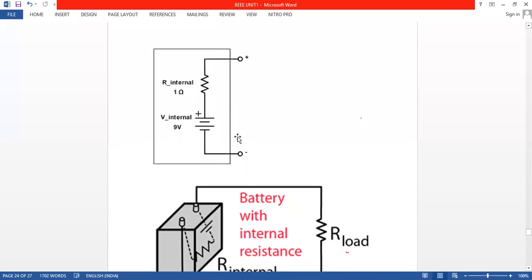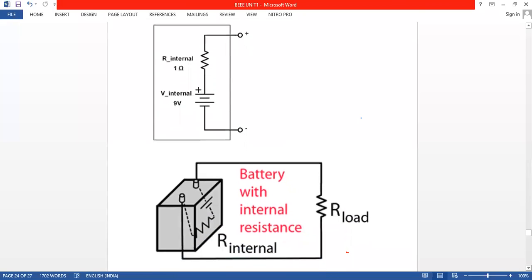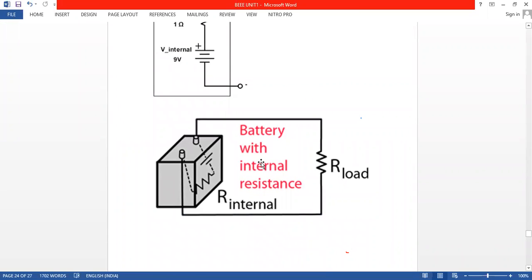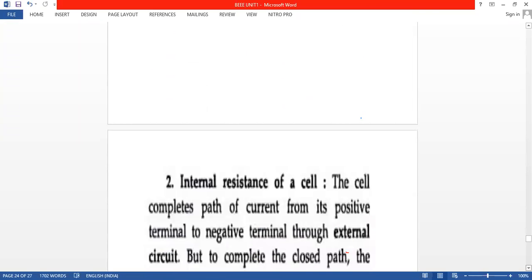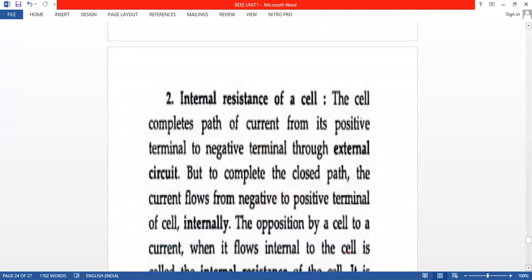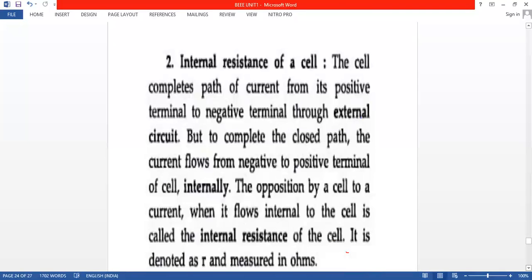So this circuit you have to draw in the examination, and no need to draw this symbol. This is for your understanding; I brought battery internal resistance. So a simple line you can write. What is internal resistance? All of you see here, the cell completes the path of the current from its positive terminal to negative terminal, but due to the closed path, current flows from negative terminal to positive terminal of the cell internally. You can read: the opposition by the battery or cell to the current is called internal resistance. Same definition.